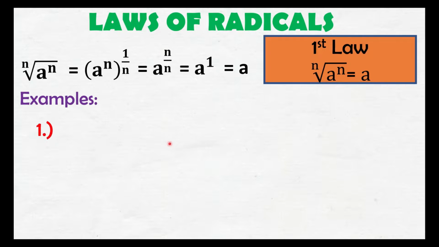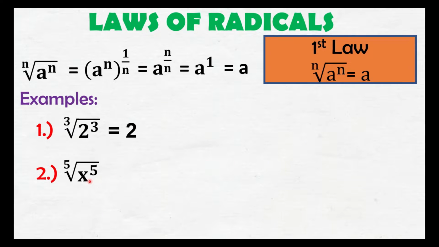So, examples, number 1, the cube root of 2 cube. So, makikita natin dito na yung index natin ay equal sa exponent ng radicand natin. So, yung answer lang natin dyan by first law of radical is 2. So, tatanggalin lang natin yung radical, index, tsaka yung exponent. We simply write 2. Okay?